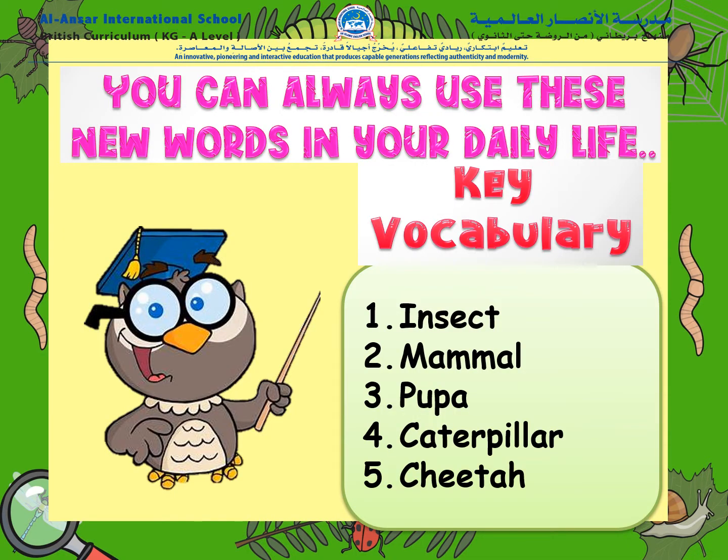Let's have a look at the key vocabulary. Your first word is insect. Insects, as I told you earlier, are things like flies or ants. Ants are insects too. Number 2, we have the word mammal. Number 3, pupa. Number 4, caterpillar. And number 5, cheetah.